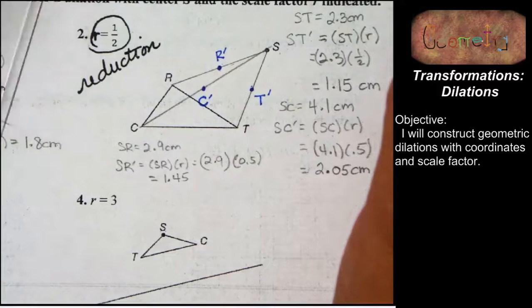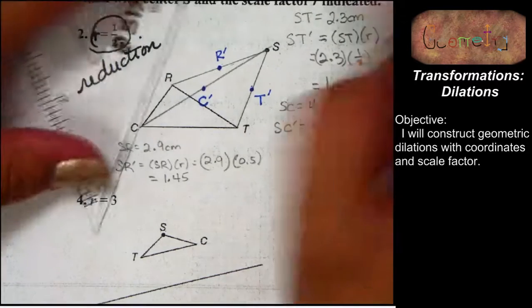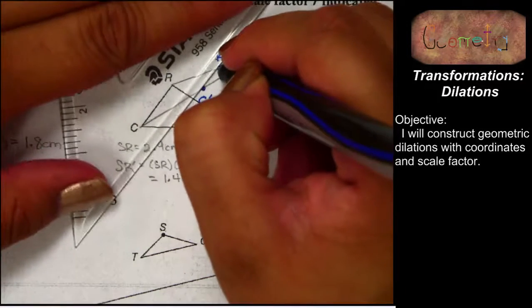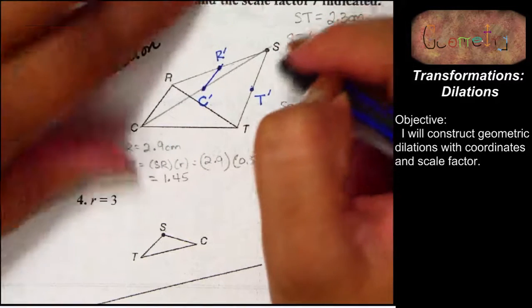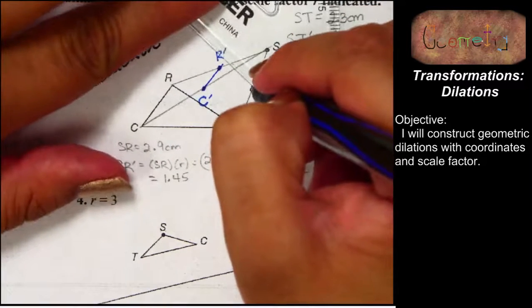Again, I'm dilating the entire figure, not just the vertices, and so I need to connect the vertices with line segments in the same direction that they were connected in at the start.